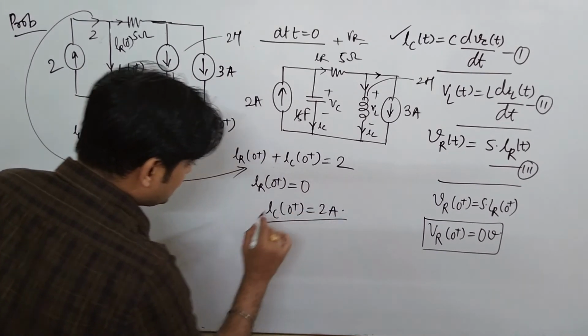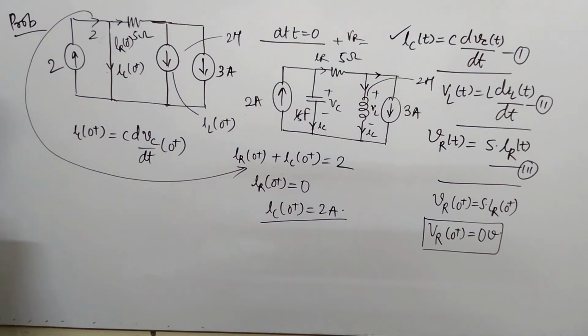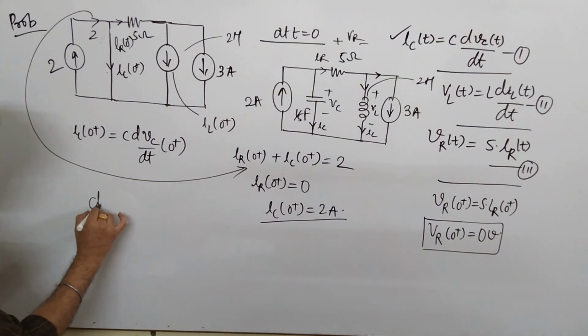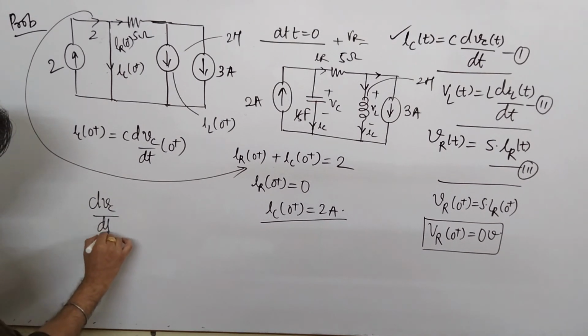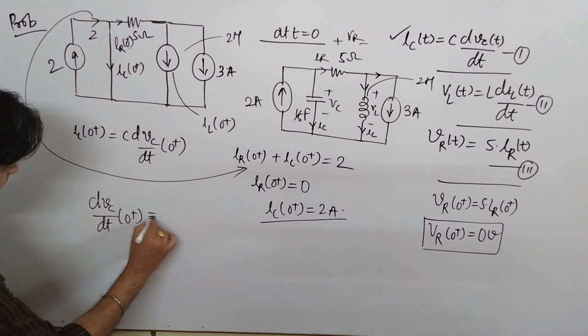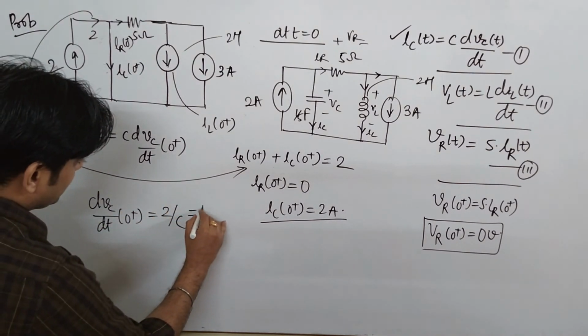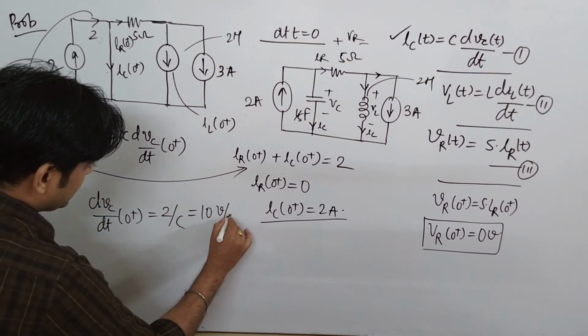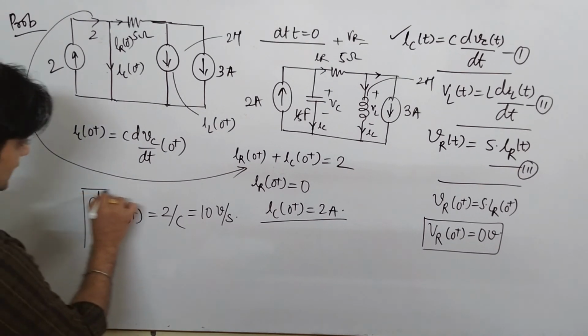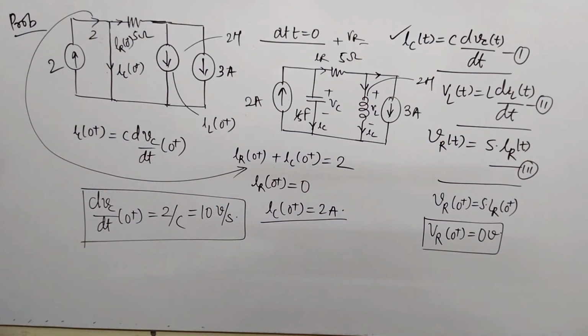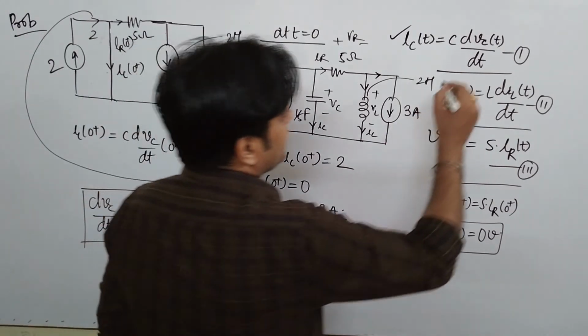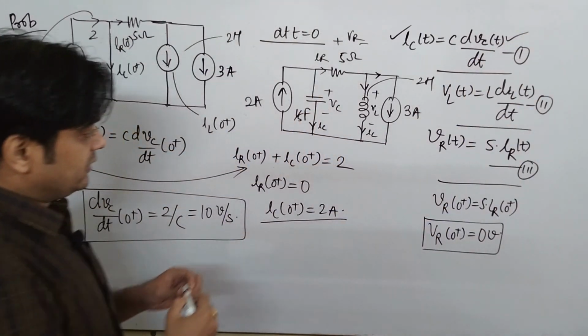The value of IC 0 positive, very important, please focus on this problem. So from here you can say that dVc upon dt at 0 positive comes to be 2 by C. The value of C is 1 by 5. So that comes to be 10 volt per second. This is the answer for dVc by dt at t equal to 0 positive. Okay, so we have found this dVc by dt at t equal to 0 positive.